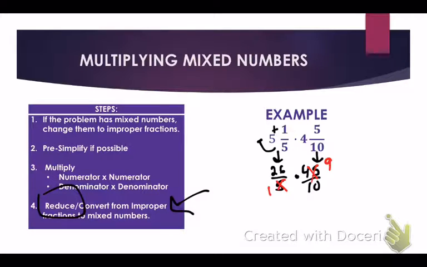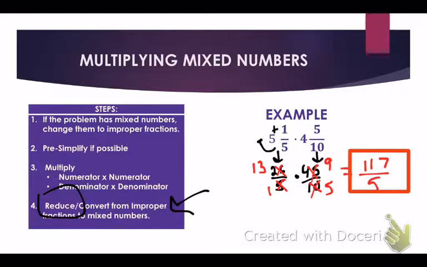Can I pre-simplify anything else? Well, absolutely. 26 and 10 are both even numbers, and 2 goes into all even numbers. How many times does 2 go into 26? That would be 13, and 2 goes into 10 5 times. Can I pre-simplify anything else? Unfortunately, I cannot. So I need to go ahead and multiply across. 13 times 9 is 117, and 5 times 1 is 5. Unfortunately, if you look at this, this answer is not complete. Why? Well, it is an improper fraction.